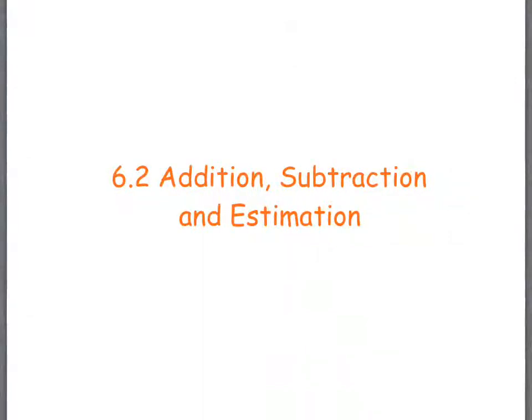All right, so 6.2 is going to involve addition, subtraction, and estimation. And we're still within this idea of doing rational numbers, and rational numbers are also known as, what else did we call rational numbers last time? Whole numbers are rational, but they're more specific.